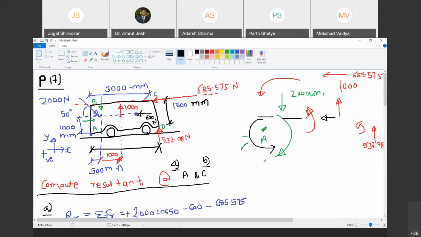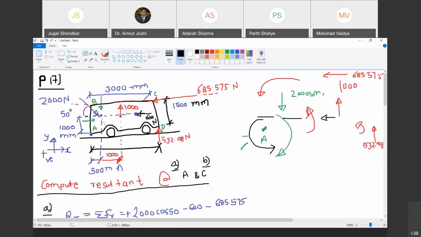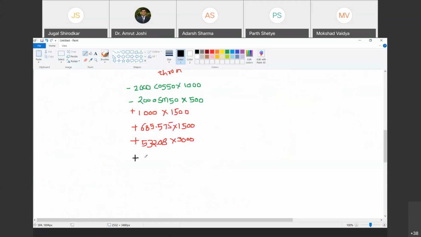Are you with me? Yes, sir. So clockwise, what is that moment? Anti-clockwise. So therefore, I will write down that as plus. And what is that? 600 multiplied by 1000. Line of action of 600 extended, from A, I am going to drop the perpendicular and I get 600 into 1000. Happy? Yes, sir.